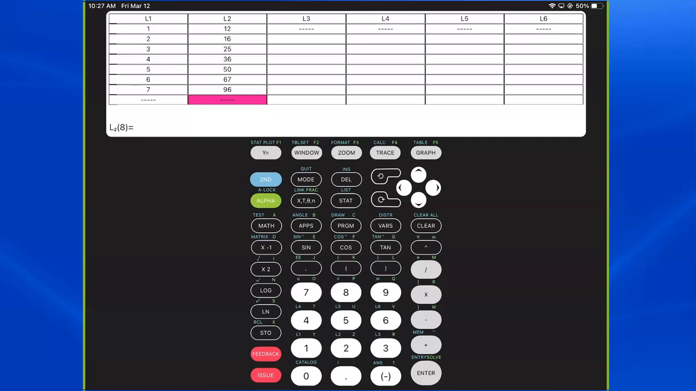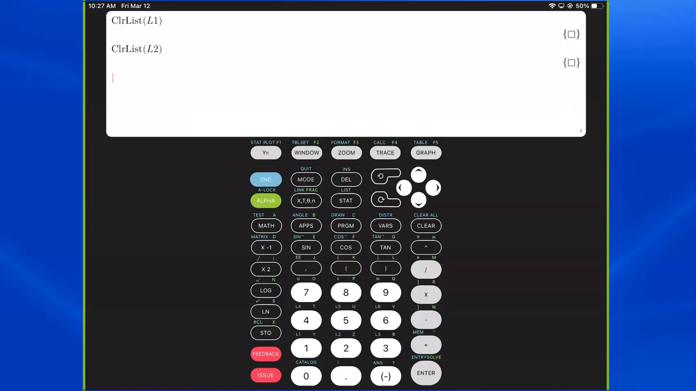Alright, here's where my app ceases to be helpful. So once you have these lists entered, hit second quit so that you're on the main screen. Now you're going to hit stat again, but now you're going to scroll one over to the right to where it says calc. Now the app is not useful. What you should see is a whole big list, and I believe it's option 0. Scroll down to option 0.